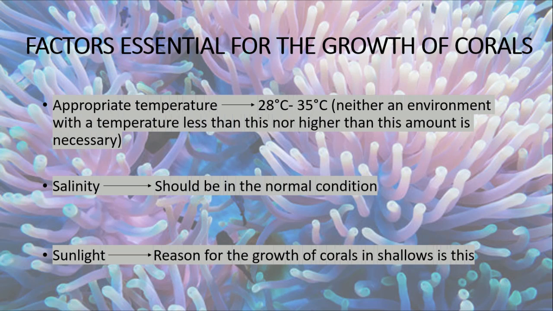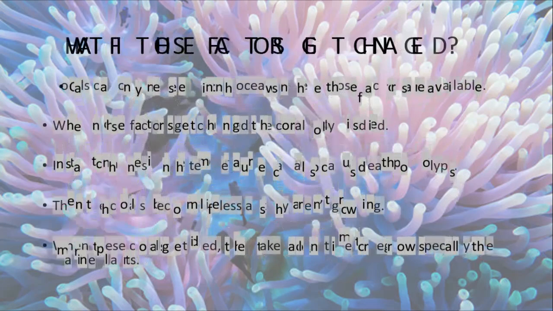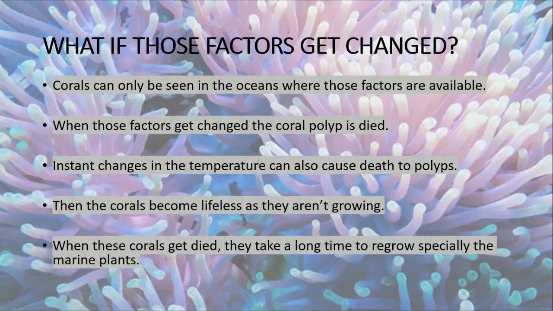It should be in the normal condition. Like the temperature, it also should not be either higher or less than normal. Then the last one is sunlight. It also should be there for the growth of corals. That's why we can see corals in shallows. Although there are so many oceans, corals do not grow everywhere. That's because of those factors.